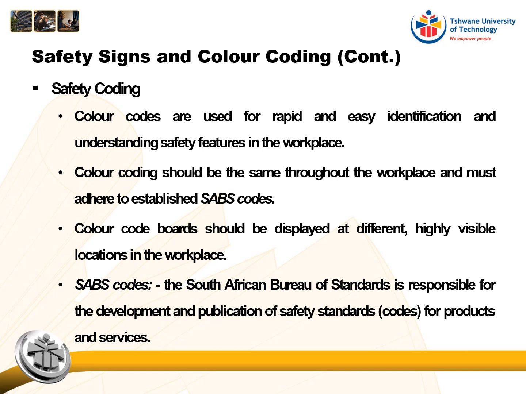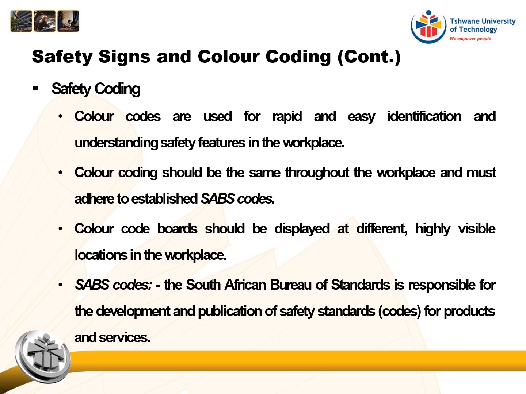Safety coding. Safety codes are used for rapid and easy identification and understanding of safety features in the workplace. Color coding should be the same throughout the workplace and must adhere to established SABS codes, which is the South African Bureau of Standards. Color code boards should be displayed at different highly visible locations in the workplace.